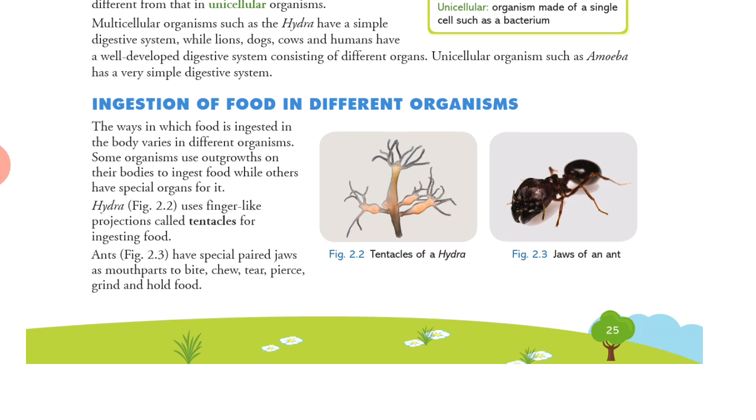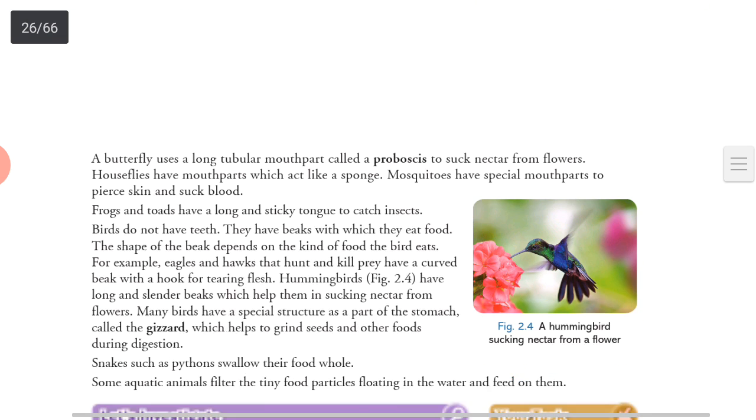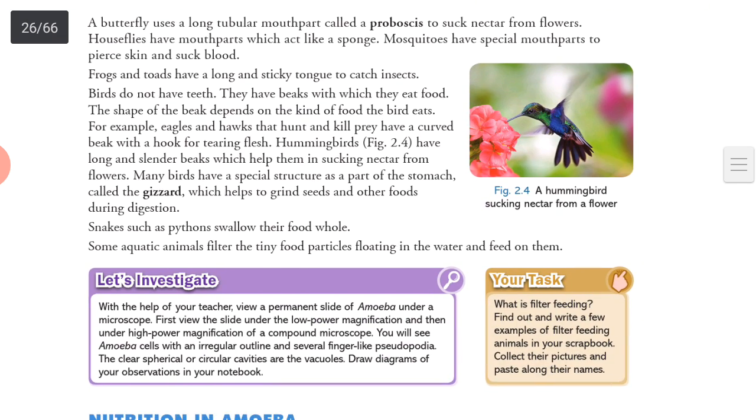Okay, let's move further. Now, a butterfly uses a tubular mouth part called a proboscis to suck nectar from the flower. Houseflies have mouth parts which act as a sponge. Mosquitoes have special mouth parts to pierce skin and suck blood. Frogs and toads have a long and sticky tongue to catch insects.